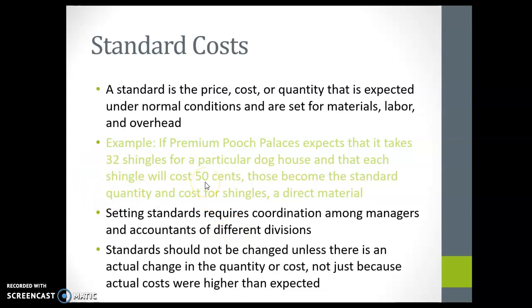Okay? So the standards, once we figure out what the standard is, once we figured out it takes 32 shingles and 50 cents per shingle, we shouldn't change either of those unless there's an actual change in quantity or cost. Maybe we make a change to that model and we add an extra section of roofing, then we would need extra shingles. Maybe there's a giant set of hurricanes, and for the next 5 years, shingles are going to be more like 58 cents a piece instead of 50 cents a piece.